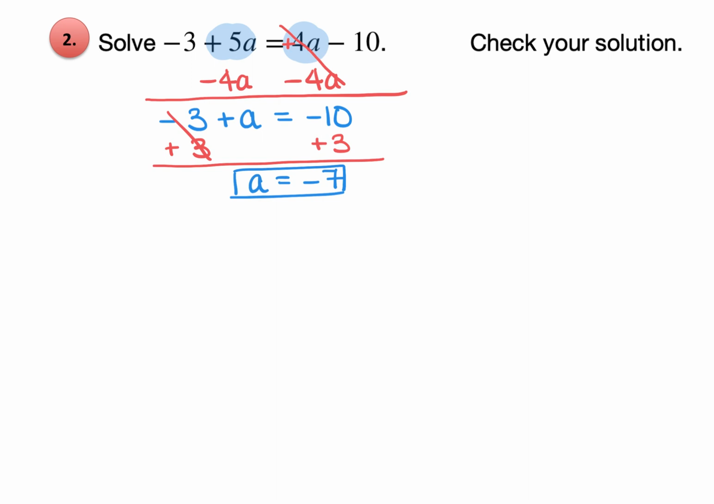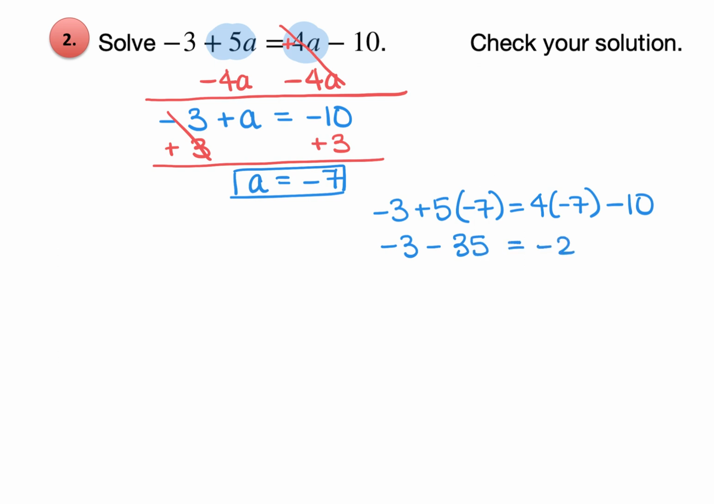Now I'm going to check it to make sure that it's correct. So I'm going to do negative 3 plus 5 times negative 7 is equal to 4 times negative 7, take away 10. So negative 3 take away 35 is equal to negative 28, take away 10. And that's going to leave me with negative 38 is equal to negative 38. Both sides of the equation are equal, which tells me that we did this one correct.